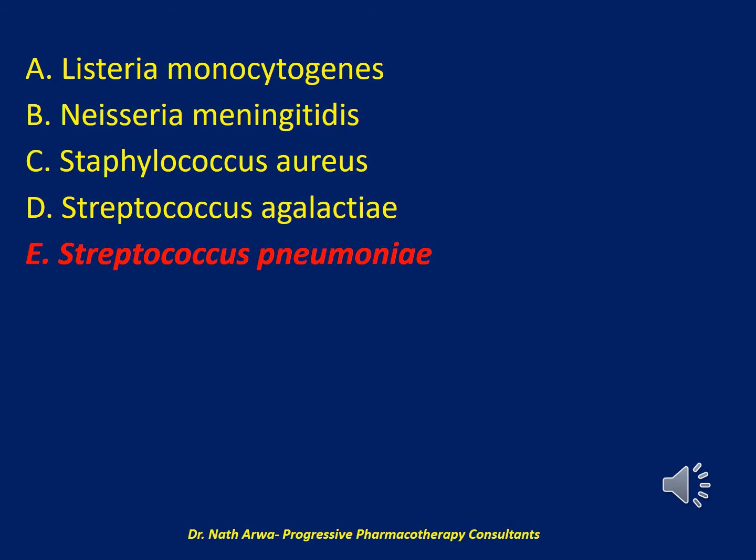And the correct answer is E. Streptococcus pneumoniae. I will explain why. Streptococcus pneumoniae is one of the most common causes of bacterial meningitis in adults and is particularly prevalent in patients with chronic illnesses, including diabetes and alcoholism, and in the immunocompromised, including patients with HIV, asplenia, malignancy and those on immunosuppressive medications. Please proceed to the next question.